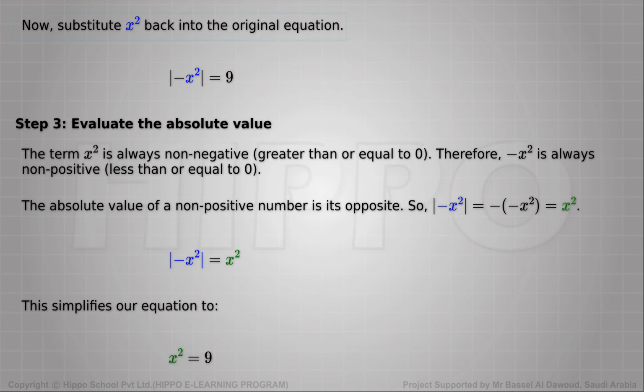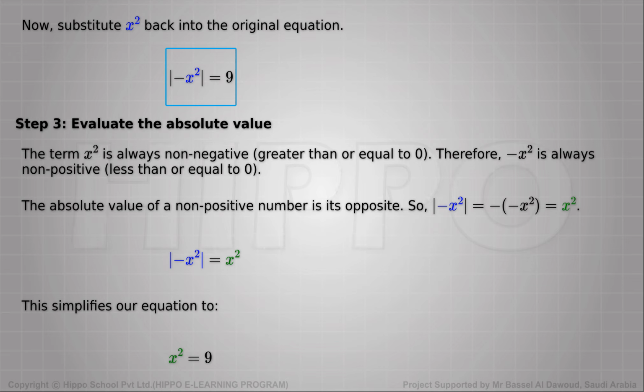Great. Now that we've figured out that negative x squared is the same as x squared, we can substitute this back into our equation. This makes it look much less complicated. As you can see, our equation now reads, the absolute value of negative x squared equals 9. We're already making good progress.